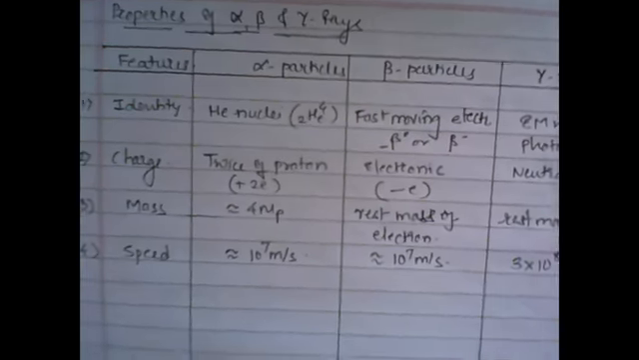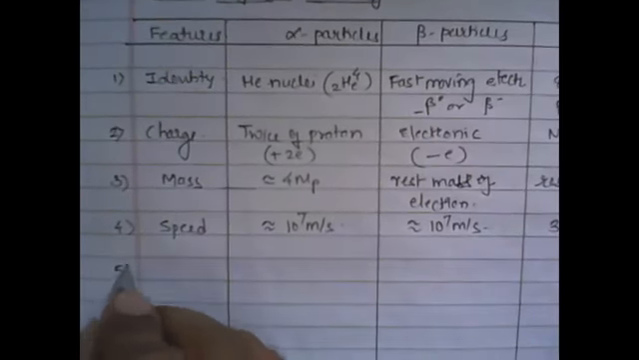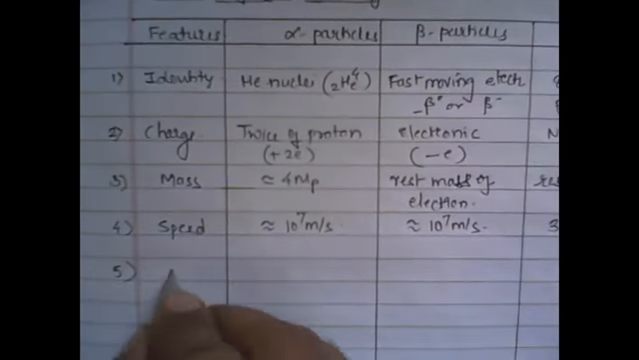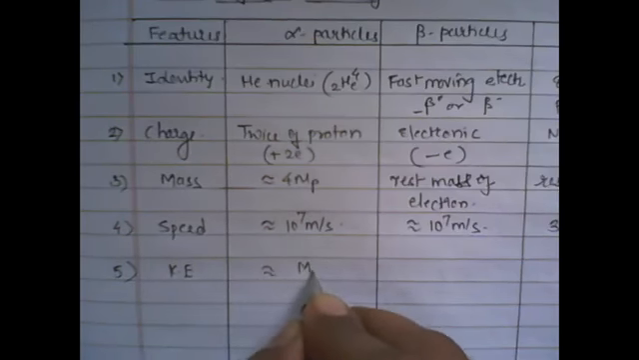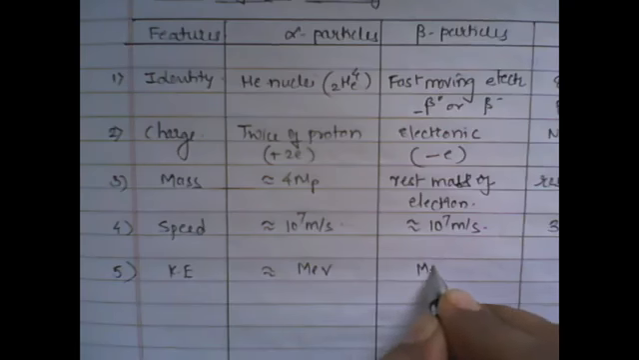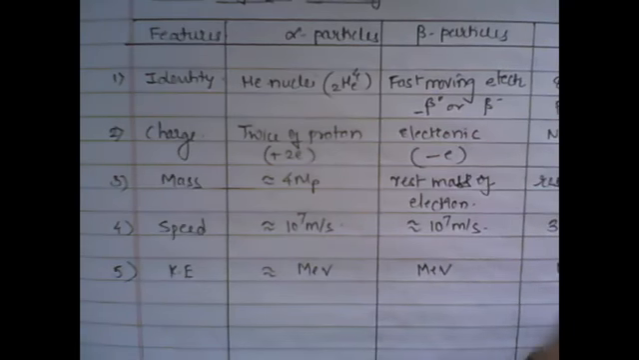Gamma photons come out with the same speed from all types of nuclei, so it cannot be a characteristic speed. Then the next point, fifth, is kinetic energy. The kinetic energy is measured in MeV for all, that is, mega electron volts.